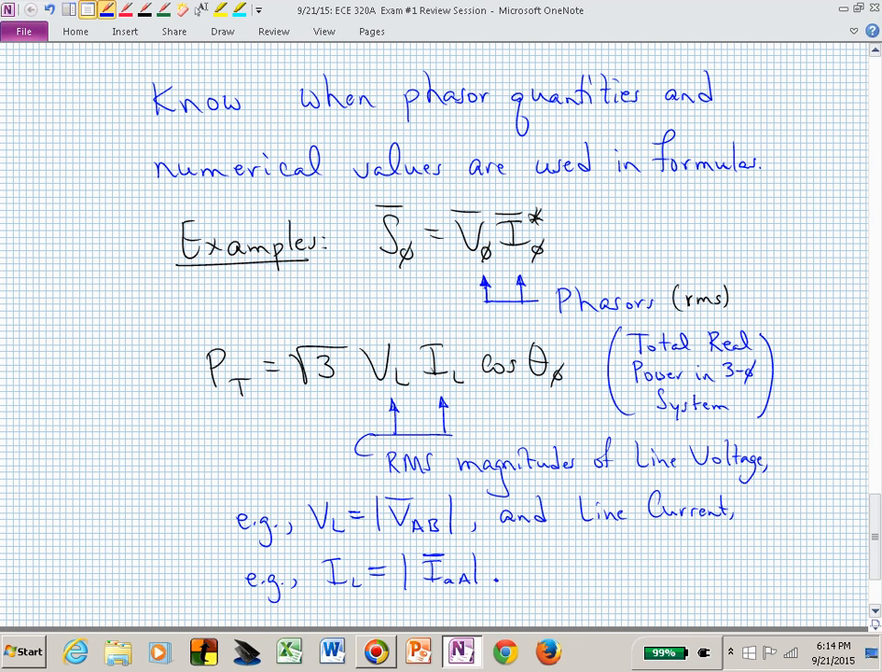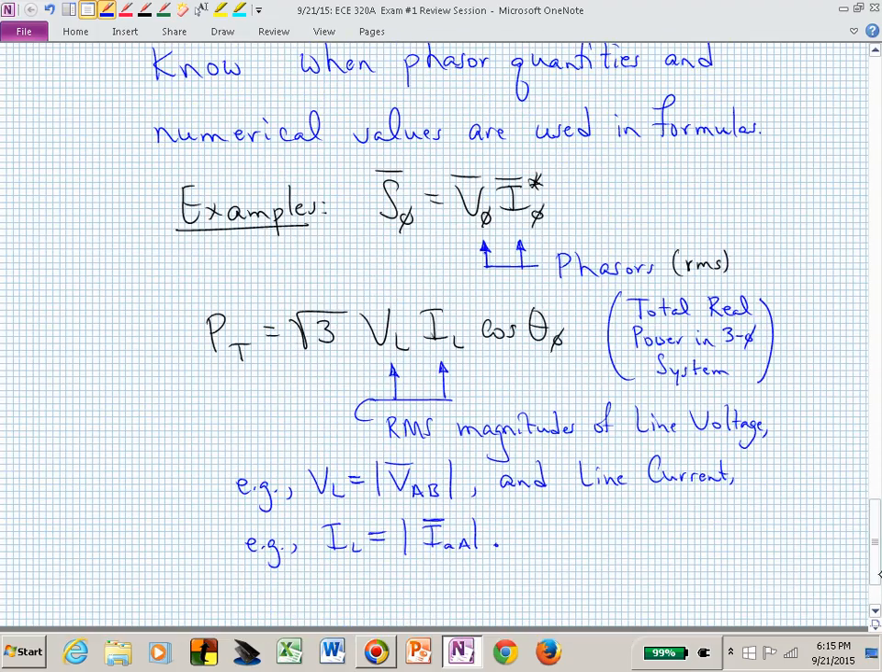Now you just have to know the power factor, and you can compute, based on a magnitude of the line voltage, a magnitude of the line current, and the power factor, the total real power. You can do the sine of that angle to obtain the total reactive power. Then you have the total complex power by vectorially adding those components.